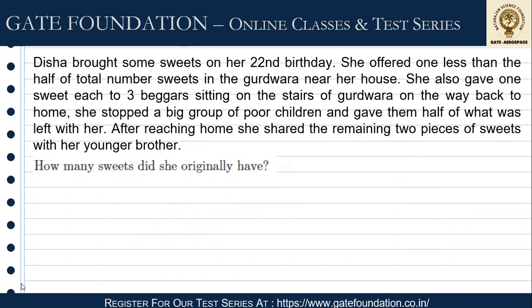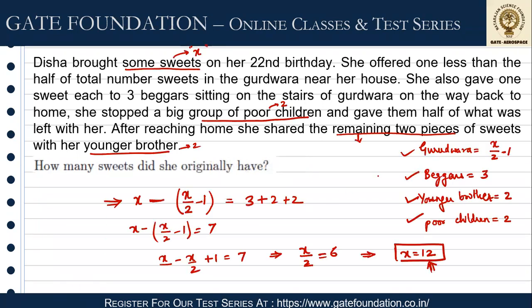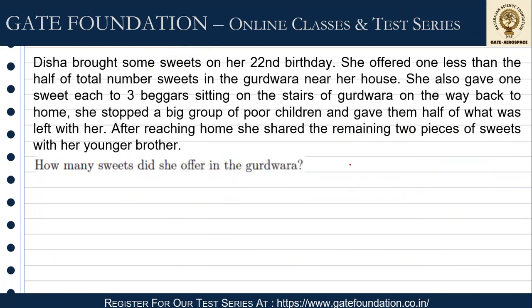So we have connected questions over here. I need a quick answer for this one. 5. If you see, there are total of 12 sweets, out of which one less than half. So half is 6 and one less than that will be 5. So the number of sweets she offered in the Gurdwara were five. It's a simple and straightforward answer.